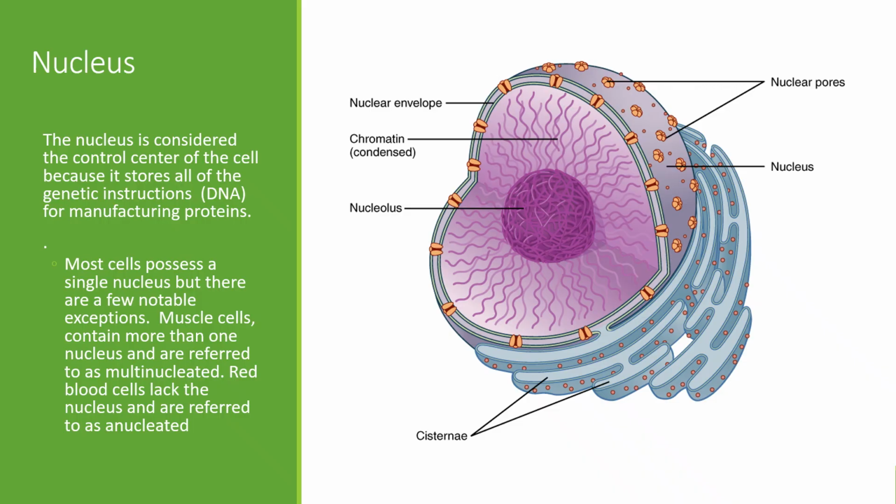Now let's talk about the nucleus for just a second. So this is considered the control center of the cell. It stores all of the genetic instructions in the form of DNA for making protein. So it is the instruction manual for making all of the proteins that the organelles are going to make out in the cytoplasm. Most cells only have a single nucleus, but there's some notable exceptions. Muscle cells, as we'll see in a few chapters, have more than one nucleus, so they're referred to as being multinucleated. Red blood cells lose their nucleus during the maturation process and are referred to as anucleated or enucleated.